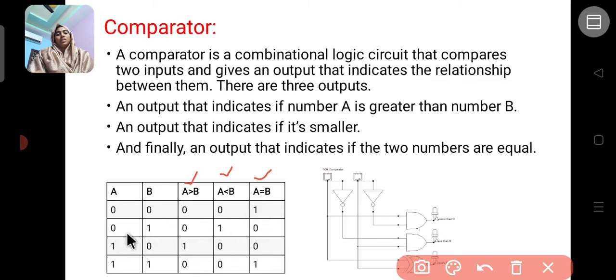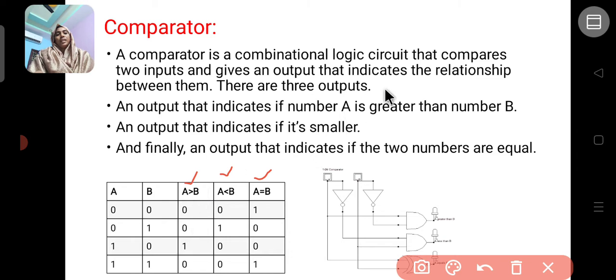Now see the second combination 0, 1. Here A is less than B. So this one is 1. Coming to the third one, 1, 0. Here A is greater than B. So A greater than B output is 1. And the fourth one, 1, 1. So it is A equivalent to B. So A equivalent to B output is 1. So for that we have to draw the logic diagram.